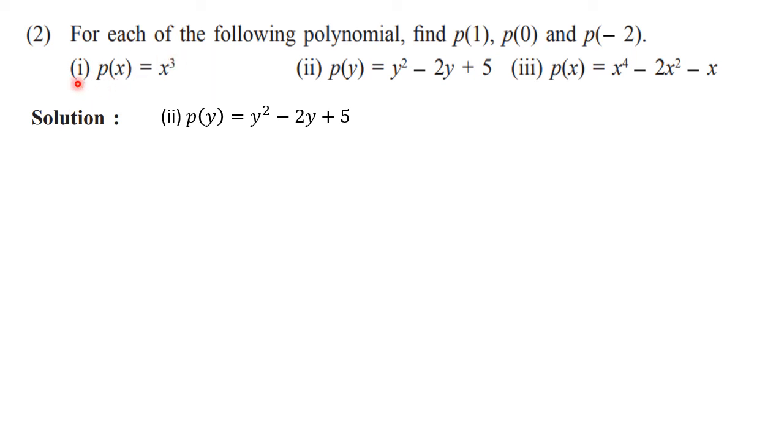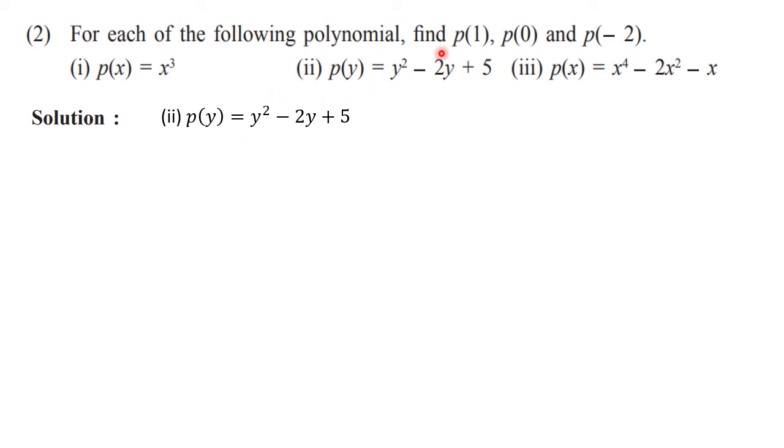For the first one, what you are going to do is, first you will find p of 1. That means you will replace x by 1. So 1 cube is 1. So p of 1 will be 1 here. Similarly, you will find for 0. The answer will be 0. And then you will find for minus 2. 3 times you will solve it. Once you replace x by 1, then you replace x by 0, then you replace x by minus 2.